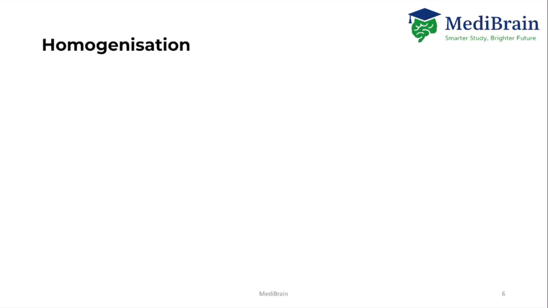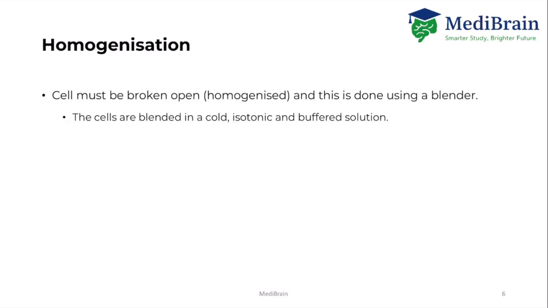Okay, so we're going to start off by looking at homogenization. Okay, now homogenization is basically the part when you break open a cell. Okay, that's what homogenization means. Homogenization means to break up.